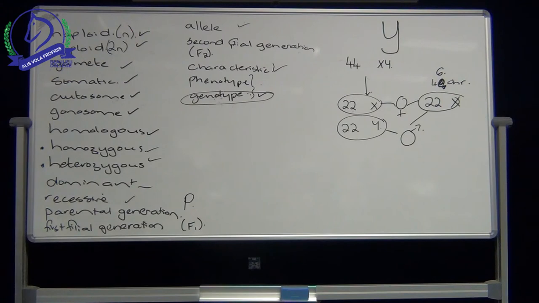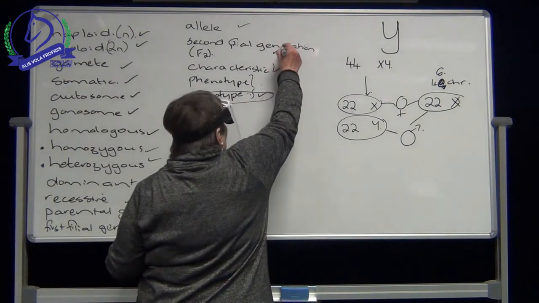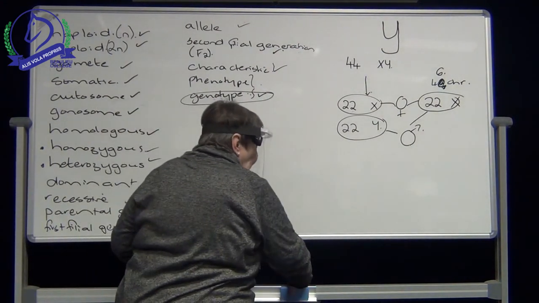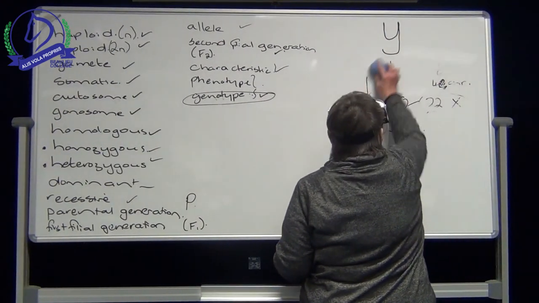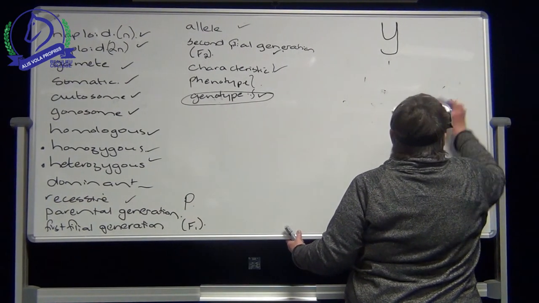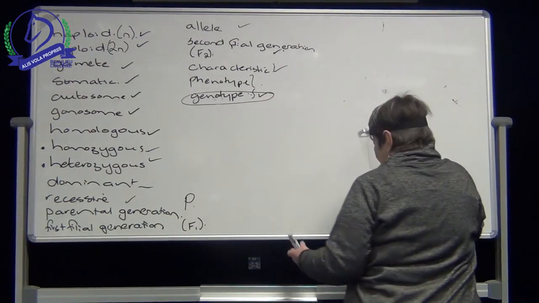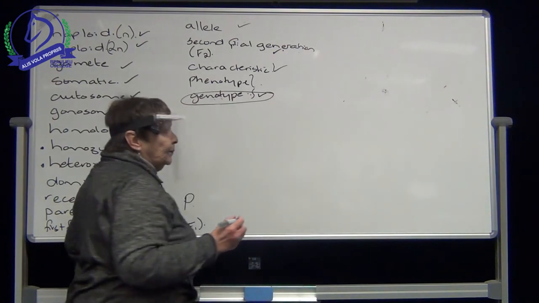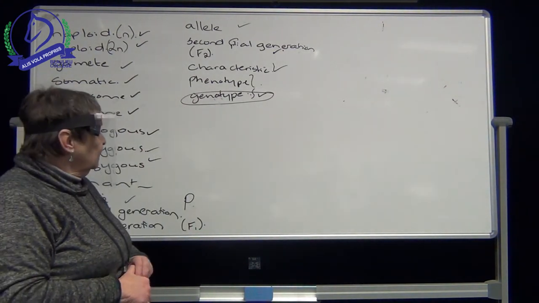Right, everybody happy? Okay. All right, so now we've done those things. Okay, so, quickly going. A very simple genetic cross. Oh, that's going to make me seasick. Okay, all right, let's have a look at a very simplistic cross.